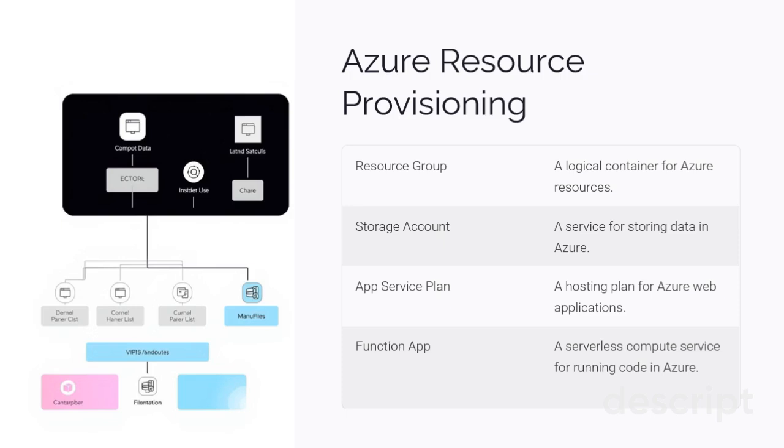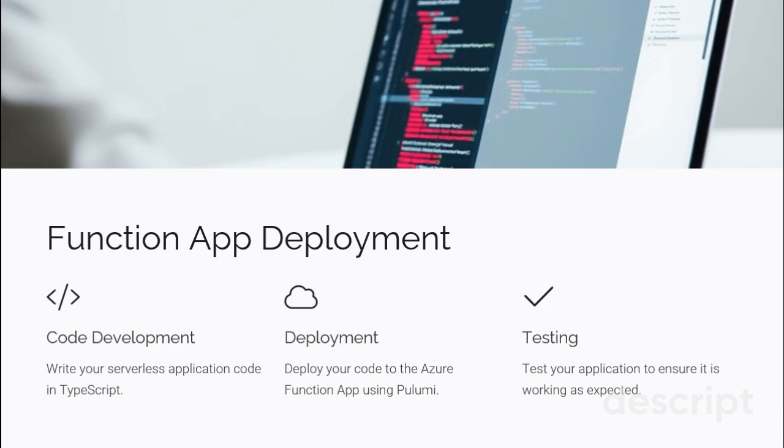Azure resource provisioning. Here we require a resource group, storage account, app service plan, and function app. Function app deployment. Write your serverless application code in TypeScript. Deploy your code to the Azure Function app using Pulumi. Test your application to ensure it is working as expected.